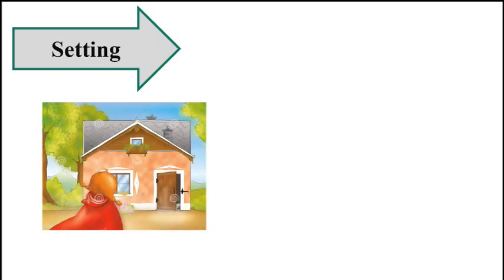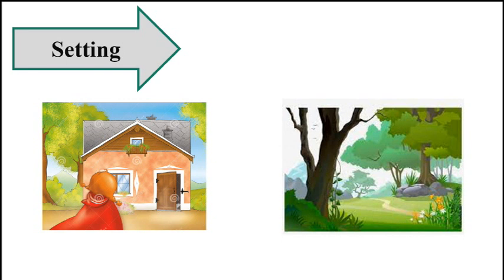Setting. First, the Little Red Riding Hood met the wolf in the forest on her way to her granny's house, and then to grandmother's house, right? So, the setting of this story is grandma's house and the forest.